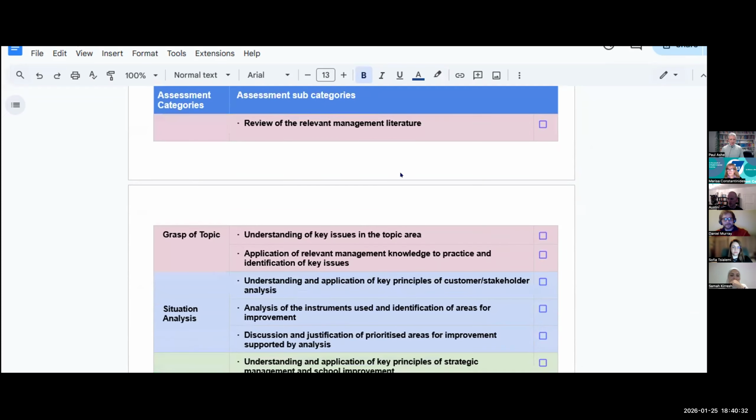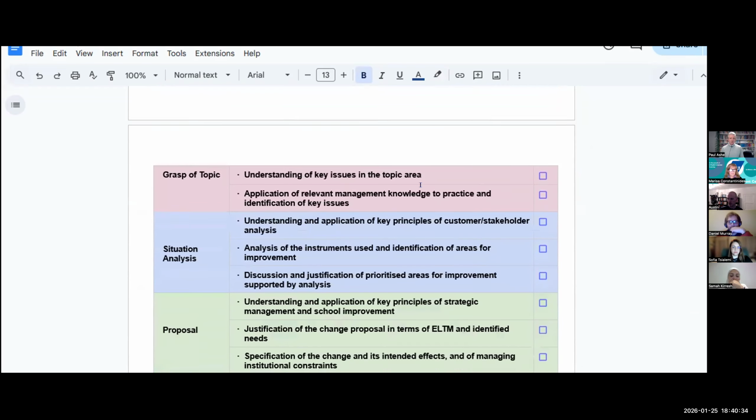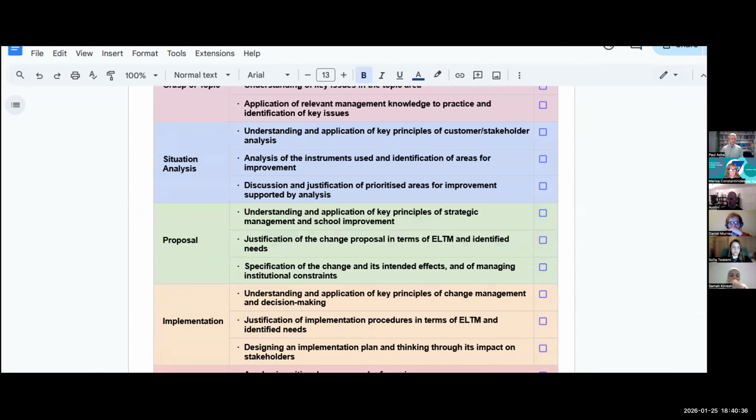You'll be able to see the criteria that the assessor will be using. And I think, as Marissa said before, the assessor is just another Delta qualified tutor who maybe has no experience in higher levels of management, but is able to read your assignment and say, okay, tell me about your language teaching organization. What's the problem? What's your proposed solution?